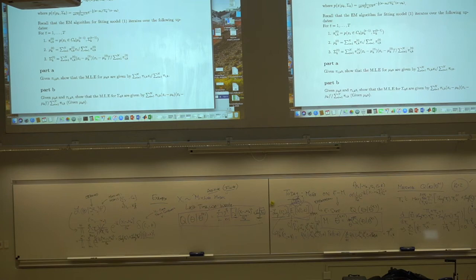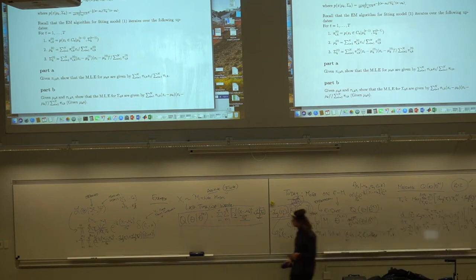i goes from 1 to n. So it's the average of these probabilities. So what's the probability of being in class 1, component 1? It's going to be the average of all of the xi's probabilities of being in that component. Kind of makes sense, so you might have guessed this to be the case. I also want to be specific that I've iterated this over t, so I'm going to plug my t right there.